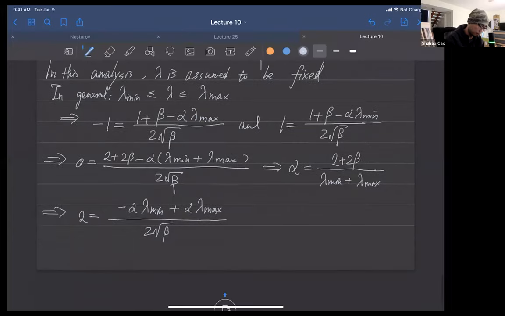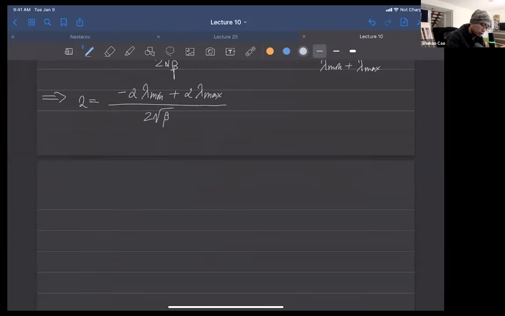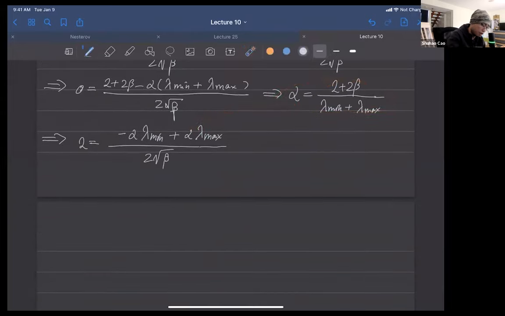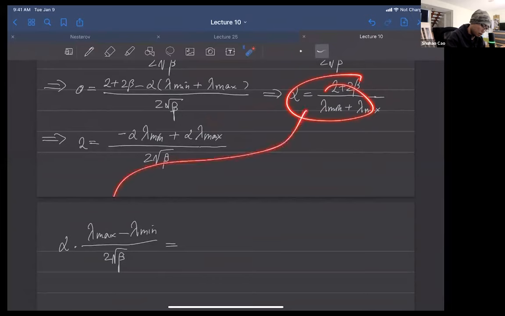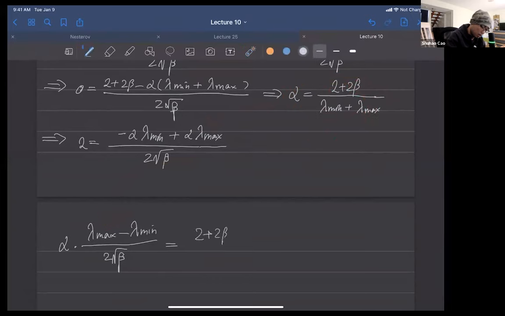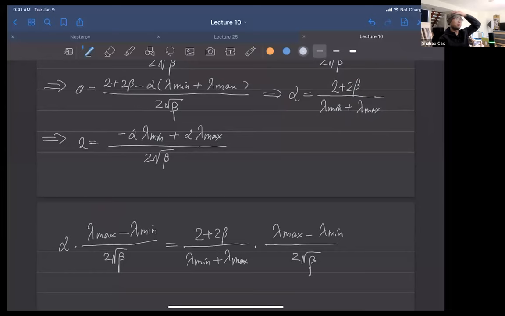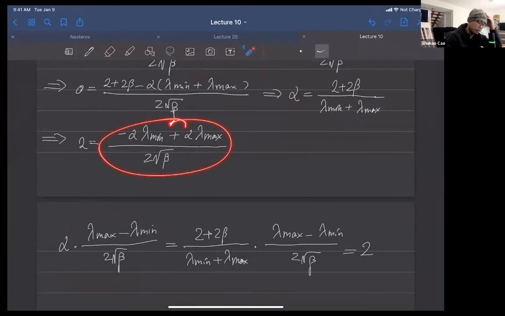So now we plug in this alpha back here. What we'll get is alpha times lambda max subtract lambda minimum divided by 2 square root of beta equals, and we plug in this result here. We'll have 2 plus 2 beta divided by lambda minimum plus lambda maximum, times lambda maximum subtract lambda minimum divided by 2 square root of beta, equals 2.